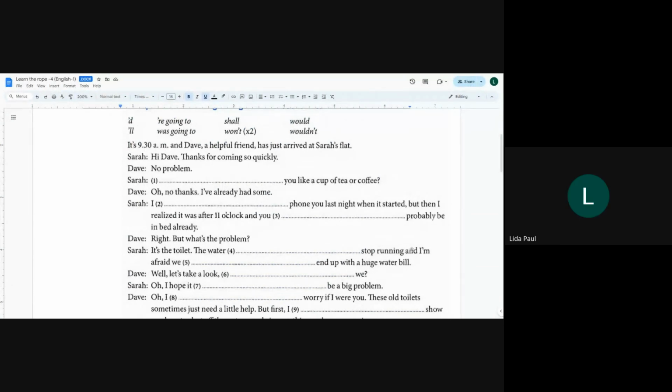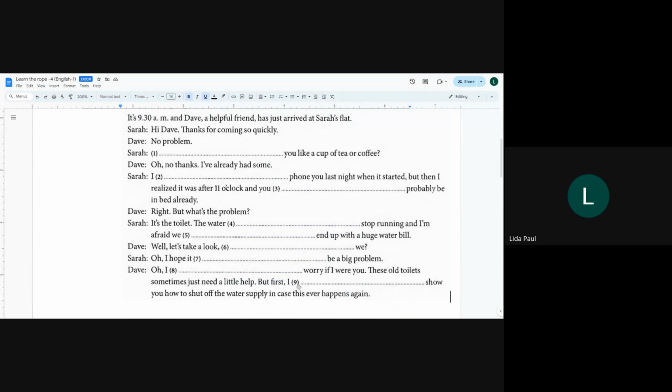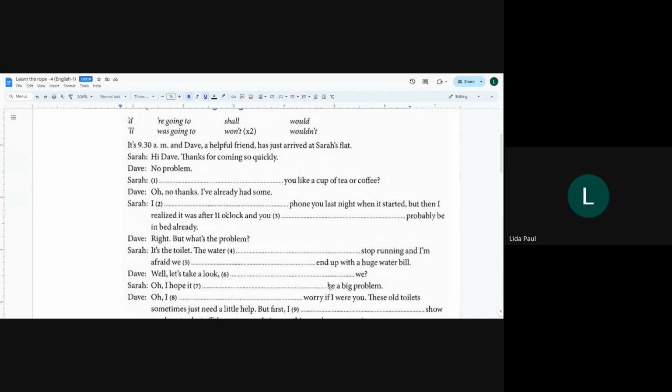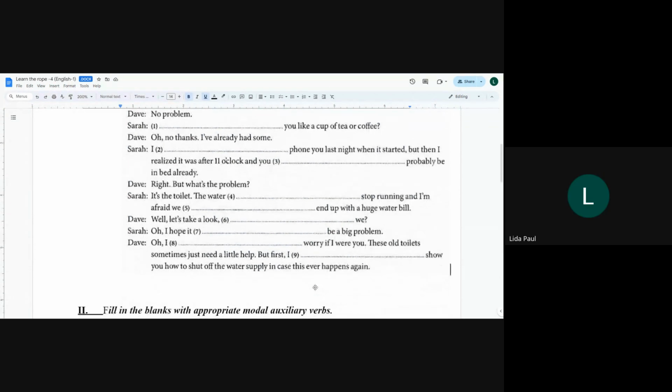But I was going to show you. No, not that one. That we already used in one of the earlier examples. Will. I will show you. This one is going to be I will. I will show you how to shut off the water supply in case this ever happens again, right? Was going to and will are going to be already used in the beginning, right?